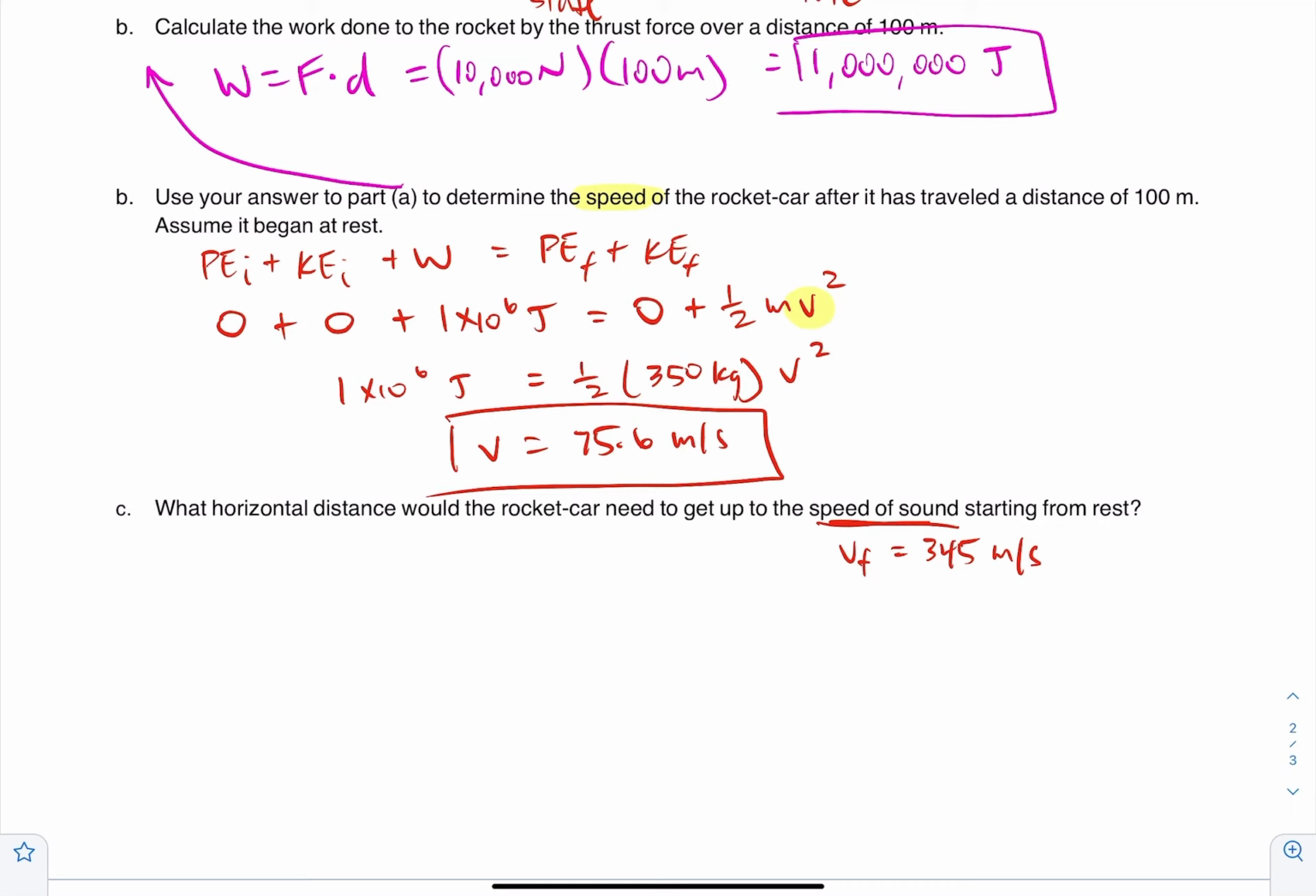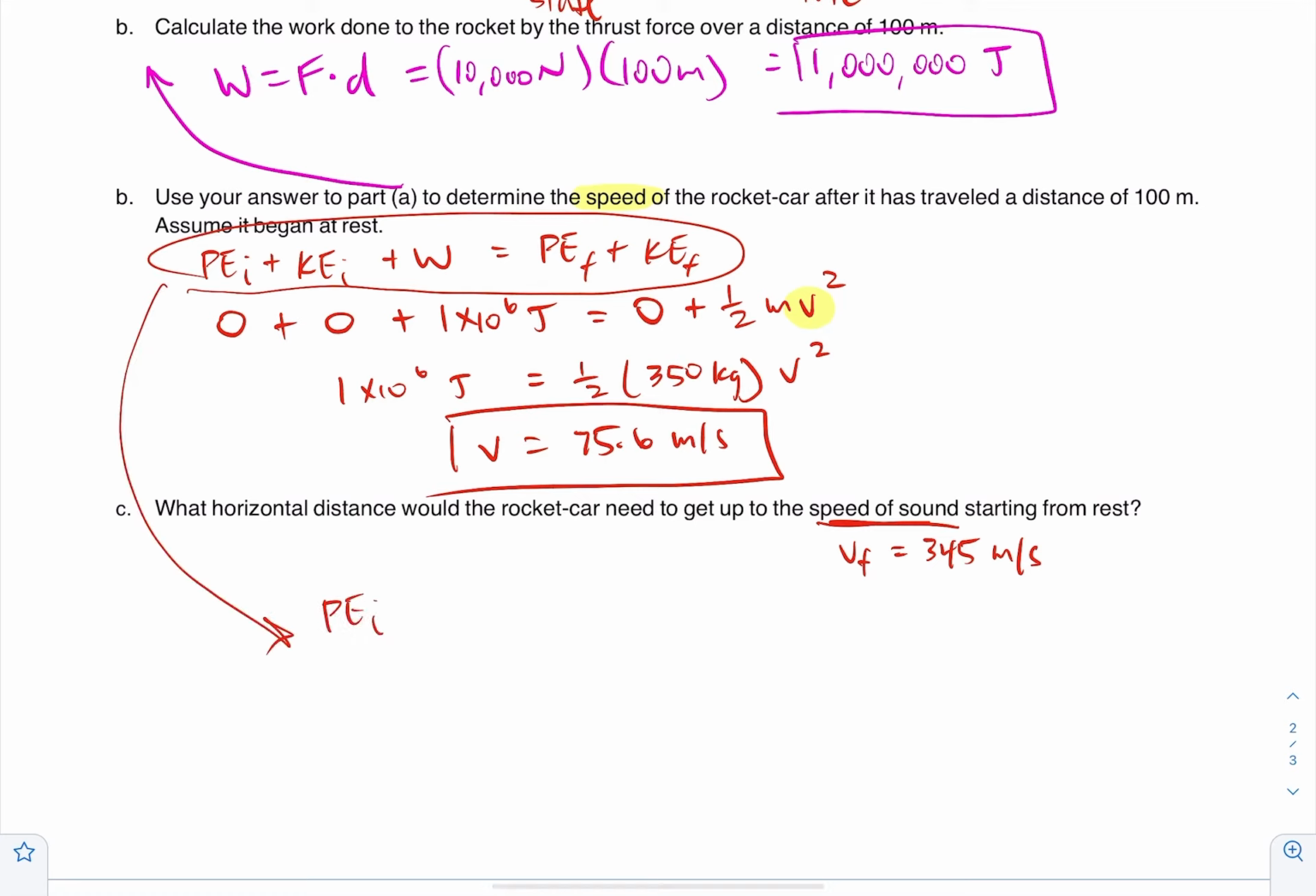So I'm going to grab this same statement and use it again down here. The initial potential energy plus the initial kinetic energy plus any work done is going to be equal to the final potential energy plus the final kinetic energy. The rocket car is still going to be on the ground this whole process. So the initial potential is 0. The final potential is 0. It's still starting from rest. There it is, starting from rest. So the initial kinetic is still going to be 0.